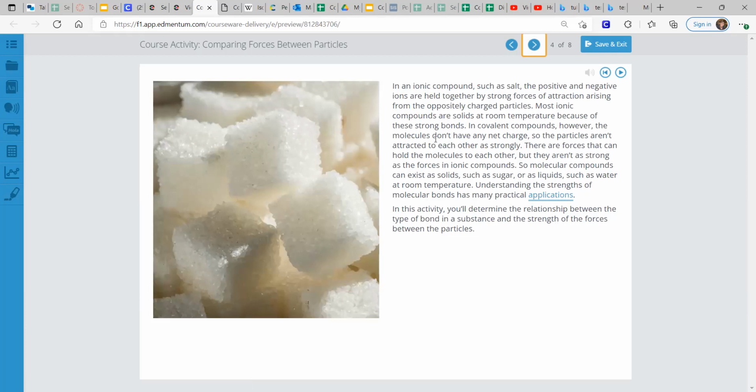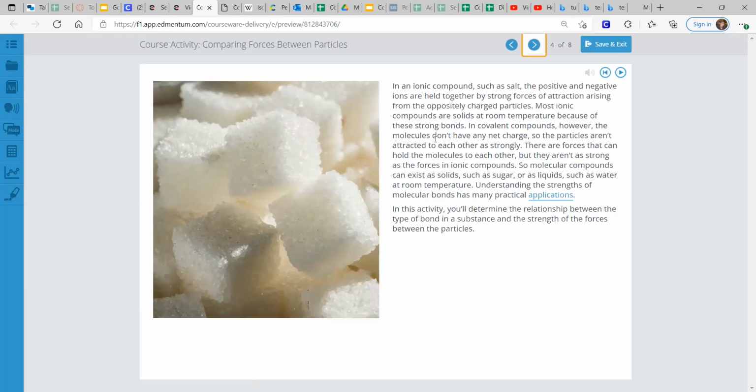In an ionic compound such as salt, the positive and negative ions are held together by strong forces of attraction, arising from the oppositely charged particles. Most ionic compounds are solids at room temperature because of these strong bonds.